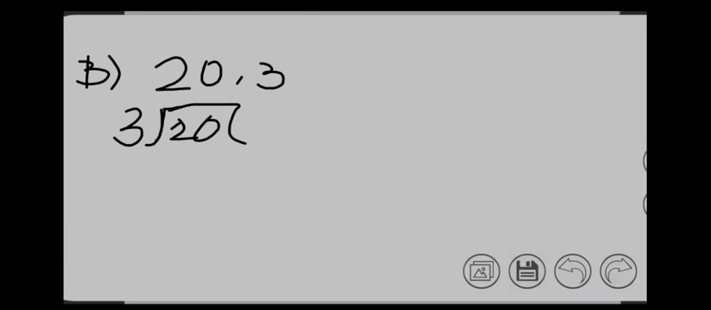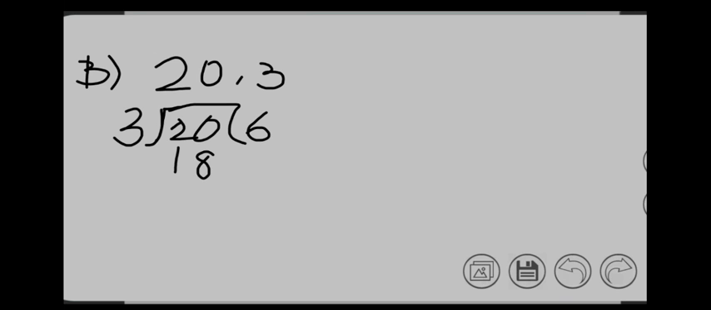Now again we will see whether 20 is divisible by 3 or not. As we know, 20 doesn't come in the table of 3, so we will be taking a lesser number. Less than 20, it is 18. So 3 6s are 18. This is the quotient. 3 6s are 18.